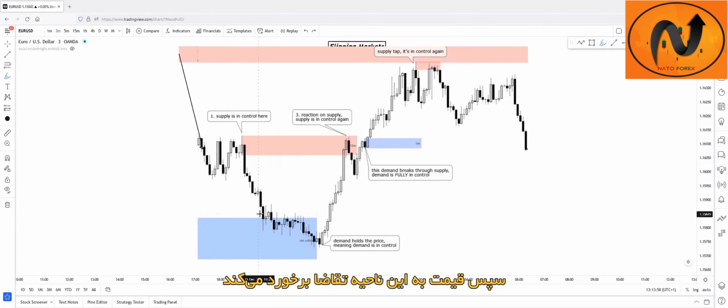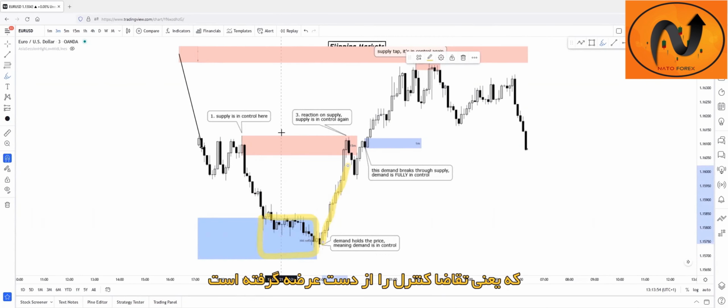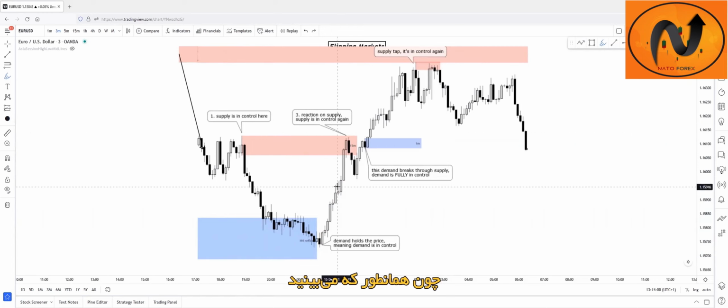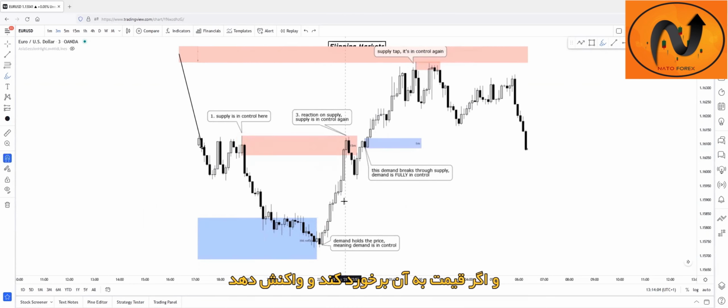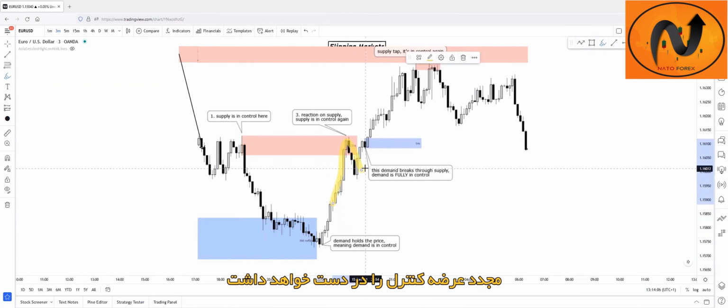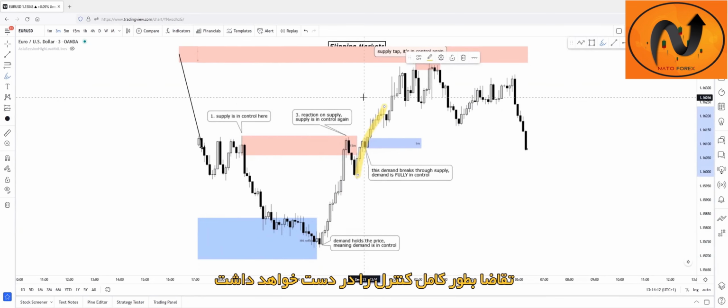Okay, after this, price stepped into this demand zone and had a strong rejection in it, which means demand took over control from supply. But it isn't a full control because, as you can see, we still have this supply zone up here. And if price steps into this supply zone and reacts on it, supply will be in control again. If price breaks through this supply zone, demand will be fully in control.